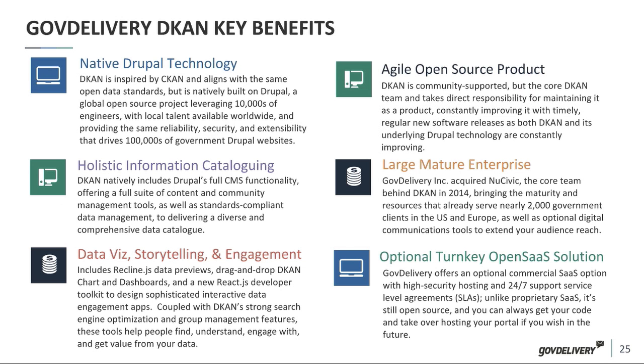It's what we think of as an agile open source product, meaning that we have a team behind it that is iterating it all the time. And it is released as a product. It has release versions. It has a GitHub repo where you can look at the development branch and you can look at the latest release branch and release notes and all the things you might expect from a sort of well-managed open source project. Way outside the Drupal community, you'll find with DKAN.